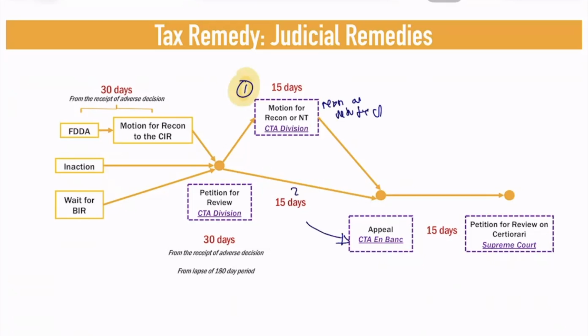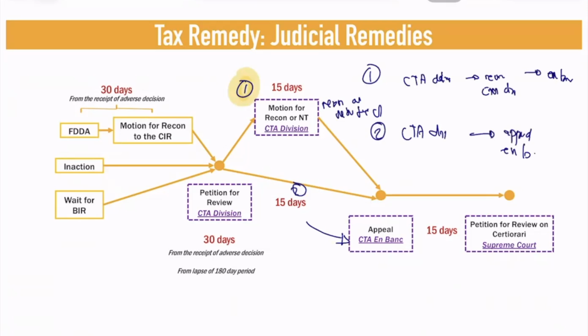Kung pinili mo yung una, CTA division, tapos recon sa CTA division, then pupunta ng en banc. Yan yung first one. Kung pinili mo yung pangalawa, CTA division, dediretso ka naman ng appeal en banc. Pwedeng ganyan. Tapos, yung appeal en banc, pwede mo uli yung motion for recon ng en banc bago ka pumunta ng Supreme Court. Just remember here, from the date of admin remedy to judicial remedy, 30 days. And lahat na ng judicial remedy, 15 days.